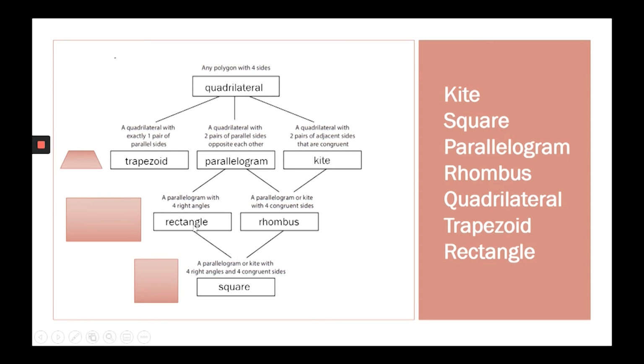Now, what about this shape? The trapezoid, a quadrilateral with exactly 1 pair of parallel sides. Can a trapezoid also be a rectangle? Can a rectangle also be a trapezoid?